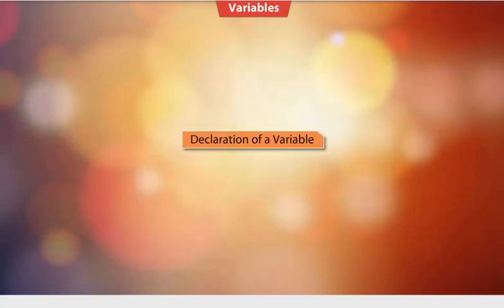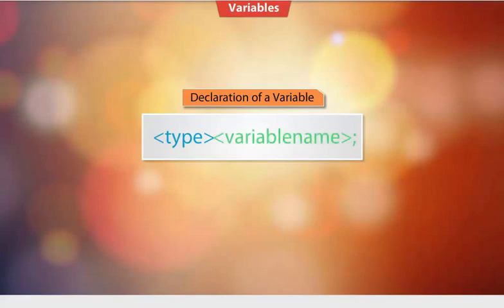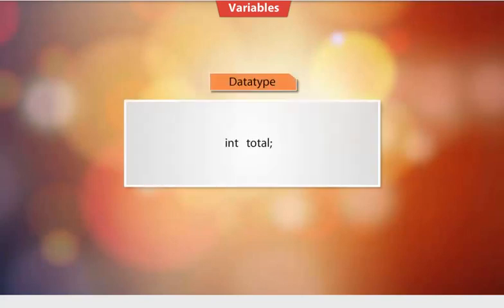You need to declare variables in a program before you can use them. A variable is declared in two parts. The first part is the type name, which can be any Java data type. The second part is your preferred name for the variable, followed by a semicolon. Let's look at some examples of variable declarations.